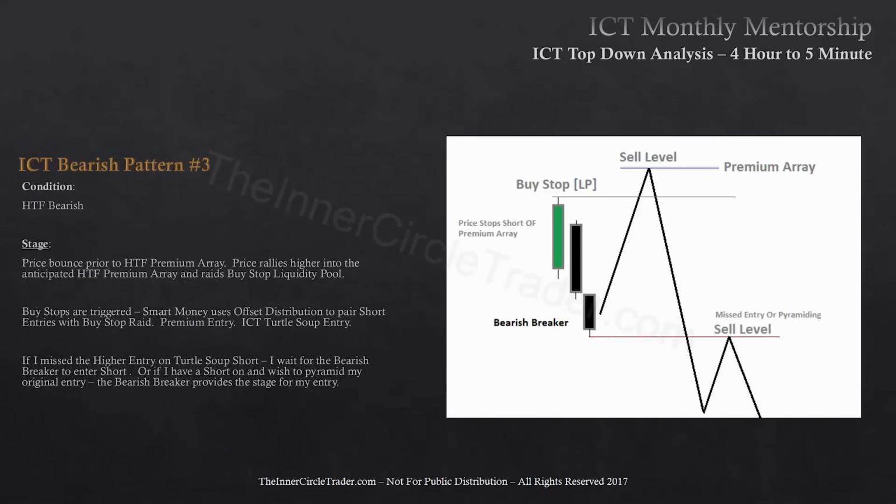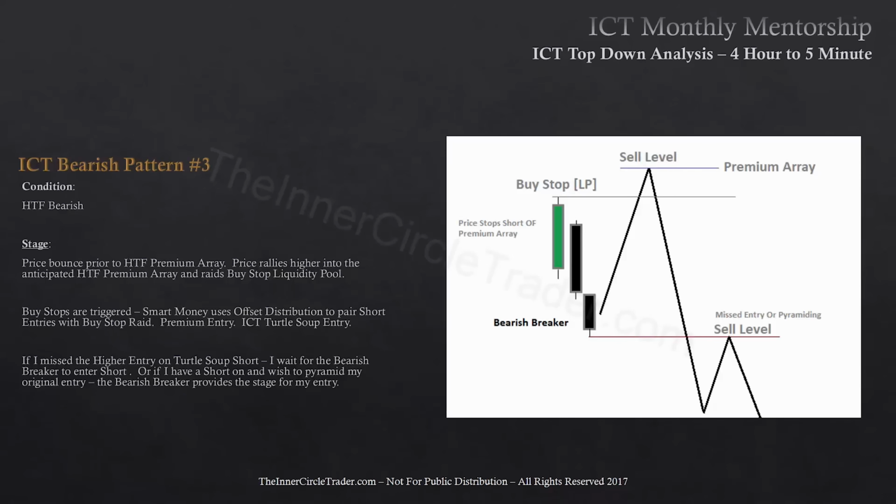Okay, and ICT bearish pattern number 3. So that run above that short-term high, tripping out buy stops, reaching the premium array that we were anticipating price to trade up to, but it didn't do it on its first attempt. Then it finally trades up to it. That's where I want to sell. But let's play devil's advocate for a moment and say I couldn't get it on, and price trades down through the breaker. Once the breaker is traded back up to, I can look to sell short there because my confidence level is very strong because the breaker has done its job.